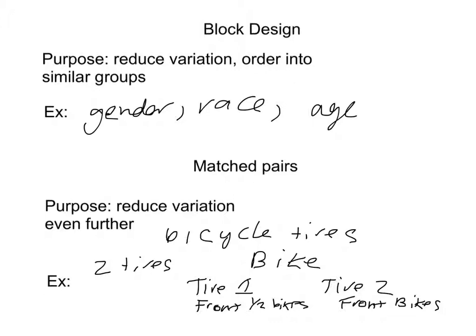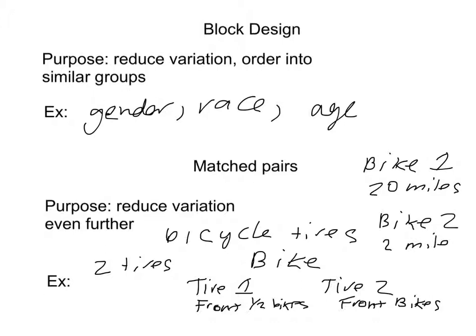And when you have this matched pairs for bikes, because both tires are on each bike, you reduce other factors, like let's say if we had both of tire 1 on one bike and both of tire 2 on another bike, the person who's riding bike 1 might bike 20 miles a week, but the person who rides bike 2 could go only 2 miles a week. So matched pairs is really good to use to reduce variation and just make sure that everything's the same and that only the variable you're changing is putting differences in the response variable.